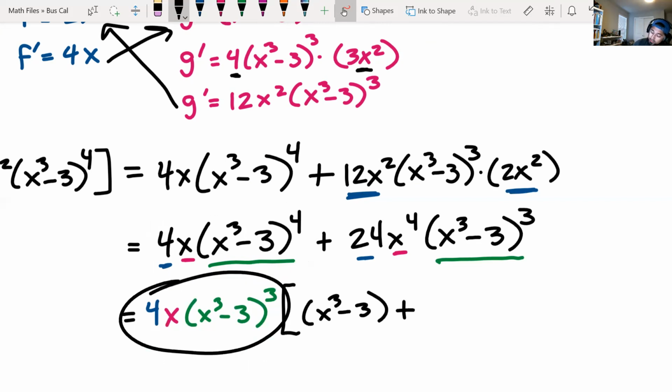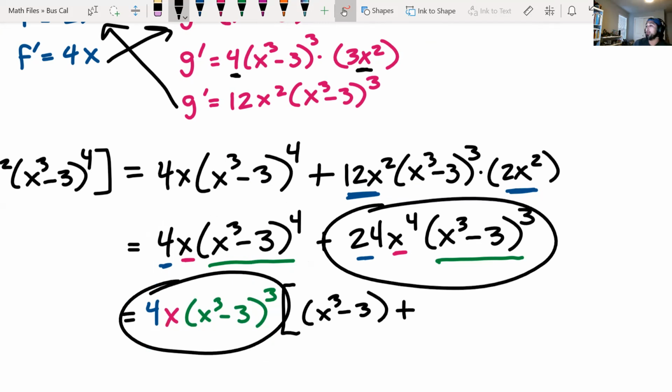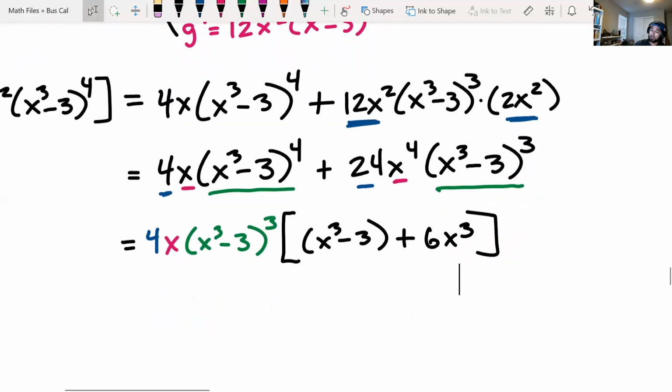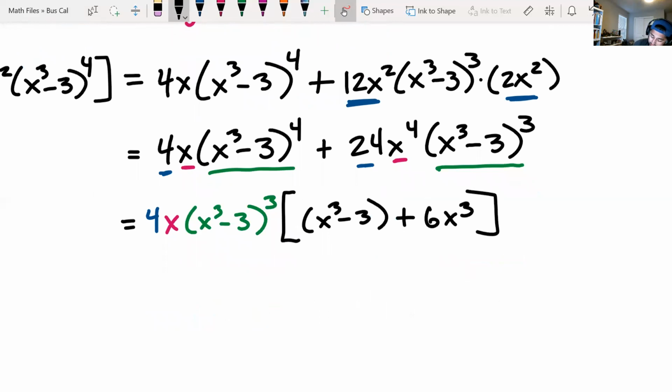You factor all of this from all of that. So 4 factored from 24, you'll get 6. X factored from x to the 4th, x to the 3rd. And (x cubed minus 3) to the 3rd from (x cubed minus 3) to the 3rd will cancel out. There you go. Factored. Now, one last cleanup.